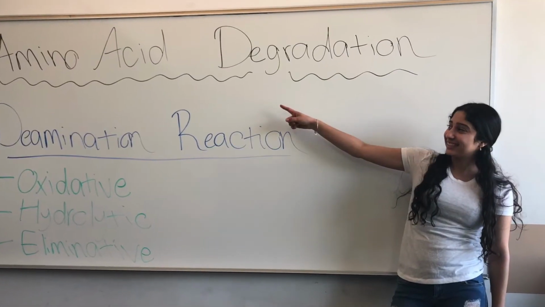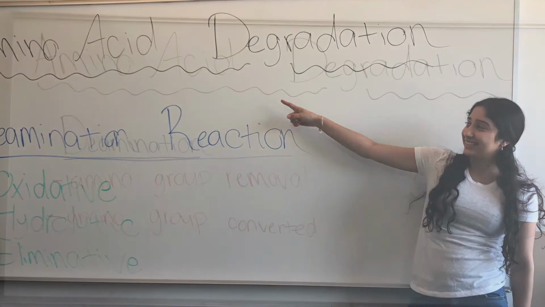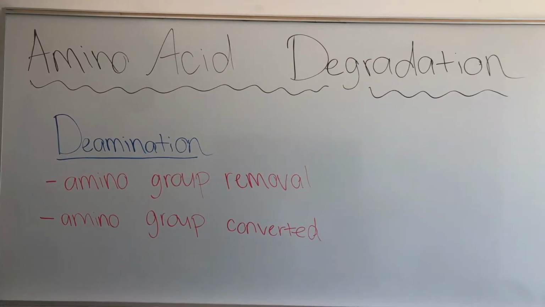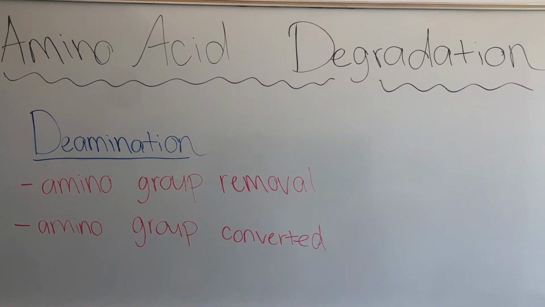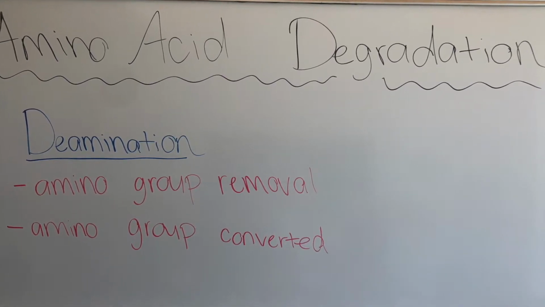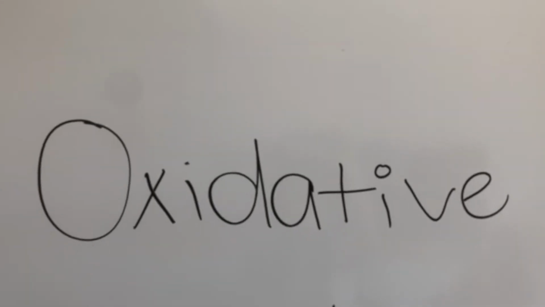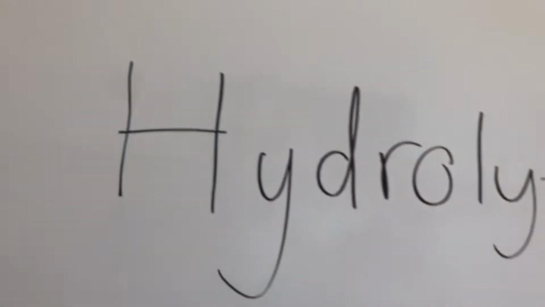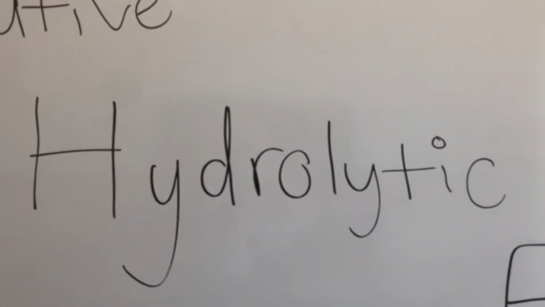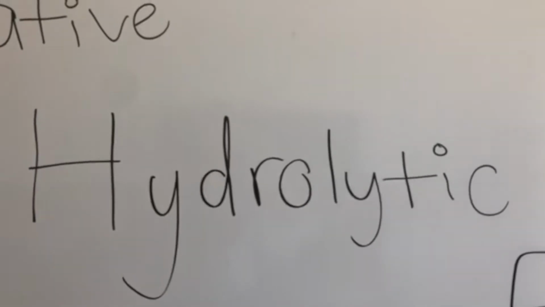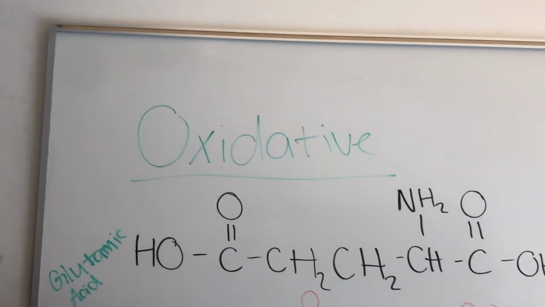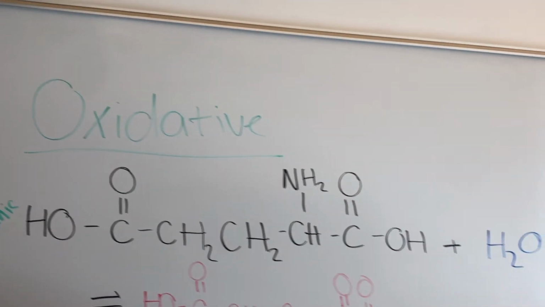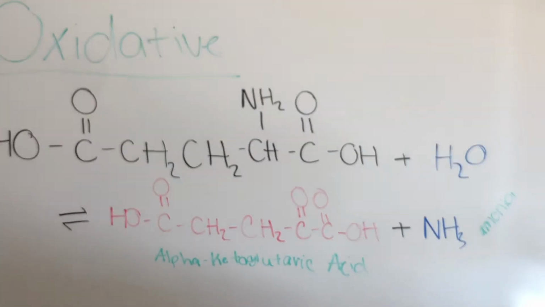Amino acid degradation is a process of deamination reaction. Deamination is a process where an amino group is removed from a molecule, or the conversion of an amino group. So deamination is more or less the breakdown of amino acids. Deamination has 3 main different reactions: oxidative, hydrolytic, and eliminative. Oxidative is a process where an amino acid loses its amino functional group and is then converted to a keto acid.